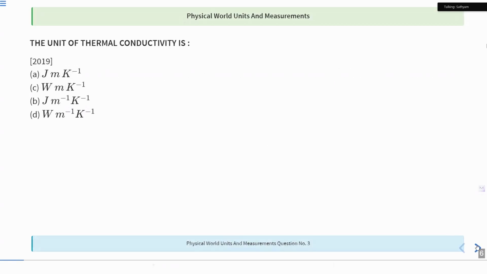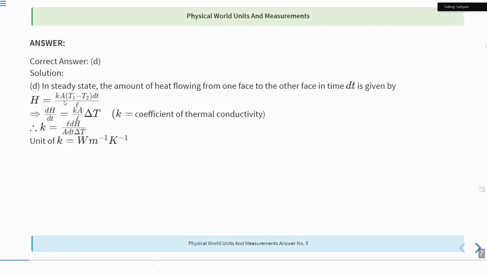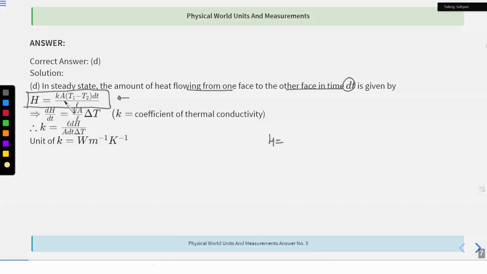The unit of thermal conductivity. What is the unit of thermal conductivity? For calculating it, it is important that you know its formula. In steady state, the amount of heat flowing from one face to the other in time dt is H = KA(T1 - T2)dt/L. So this becomes dH/dt with respect to time. KA/L is your constant, then you have T1 - T2, that is delta T.